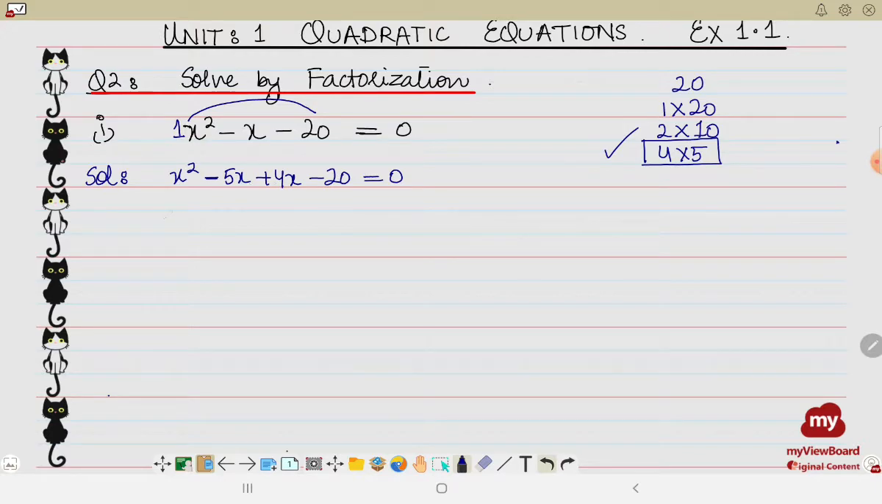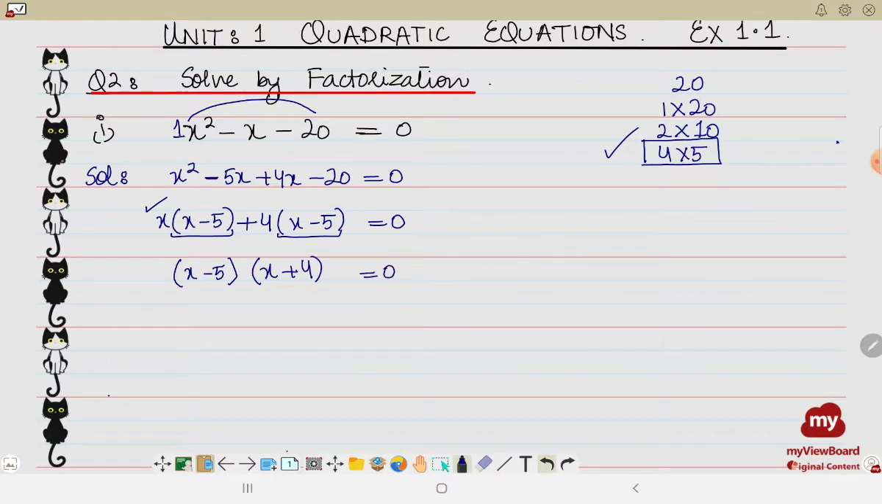Now out of these four terms, we'll take x common from the first two terms, and we'll get x minus 5. From the last two terms we take 4 common, and we'll get x minus 5 again. Now if you see, the whole bracket is common, so we'll take x minus 5 common, and we are left with x and plus 4.